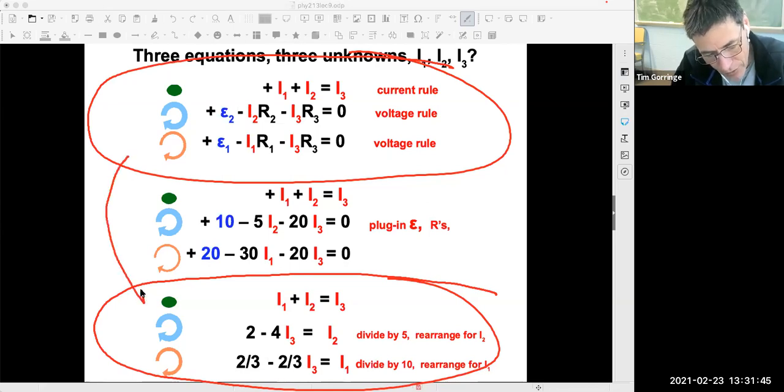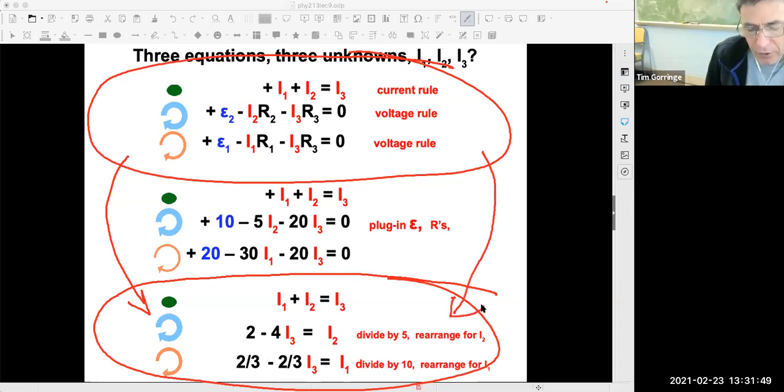And so nothing much went on in this overhead other than rearranging equations where I've stuck in the voltages, I've stuck in the resistances, and I've simplified by dividing through by common factors the equations. So I just turned my 3 equations, 3 unknowns, into 3 simpler equations with 3 unknowns. I1, I2, I3. We've got to find out what they are.